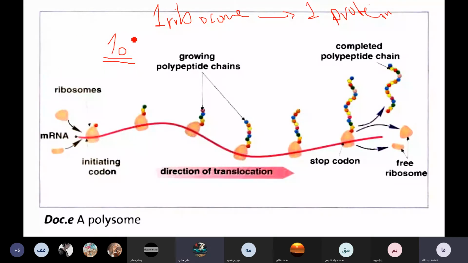10. So if I have 10 ribosomes moving along the same messenger RNA, I will get 10 proteins.